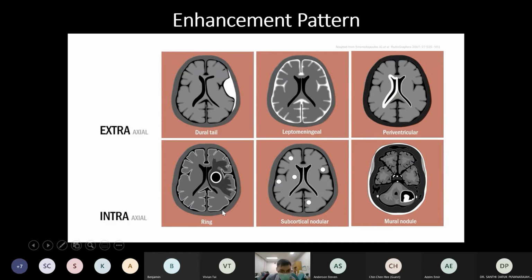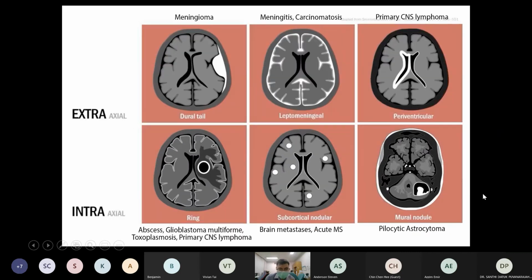For intra-axial, there's either ring enhancement, subcortical nodular enhancement, or mural enhancement. So this is the common example. For example, if you see dural tail, most likely it's a meningioma. If you see leptomeningeal, it can be cancer, meningoencephalitis or meningitis. If you see periventricular, primary CNS lymphoma likes to deposit at the periventricular region, but not always. It just has a tendency to stay in the periventricular region.